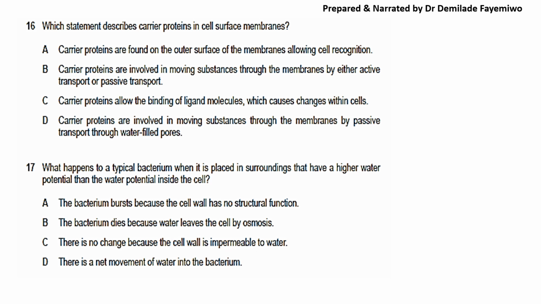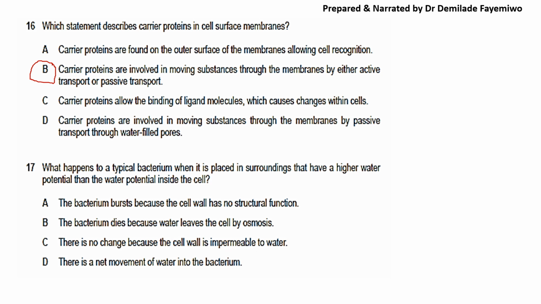Carrier proteins are involved in moving substances through the membranes by either active or passive transport. That is correct. Carrier proteins help to move certain substances through the cell membrane in a way that prevents those substances from interfering with the cell membrane, or allowing them to pass through if they are normally not able to. Carrier proteins allow for the binding of ligand molecules. That's not true. Again, the ligand molecules will most likely be on a glycolipid or glycoprotein, something along those lines. Carrier proteins are involved in moving substances through the membranes by passive transport through water-filled pores. Those sound more like channel proteins. So carrier proteins can move substances either by active or passive transport. So that makes the answer for number 16 B.